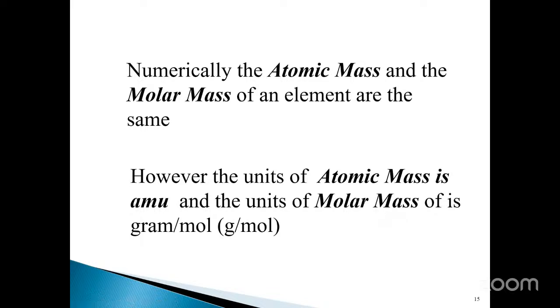That's what I meant to say, right? The difference between them is that the atomic mass unit is expressed in AMU, and the molar mass is expressed in grams per mole, right? So for example, if I take any arbitrary element like sodium, according to the periodic table the atomic mass of sodium is 22.99 AMU. Well, we can say that the molar mass of sodium is 22.99 grams per mole, right?